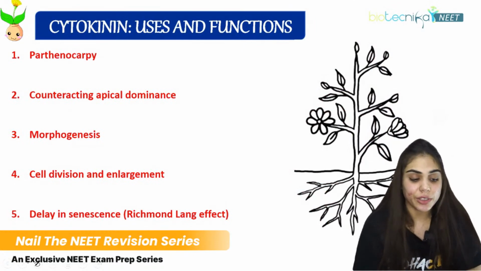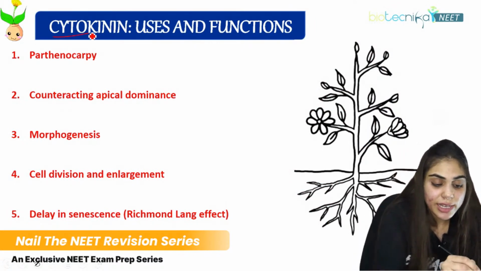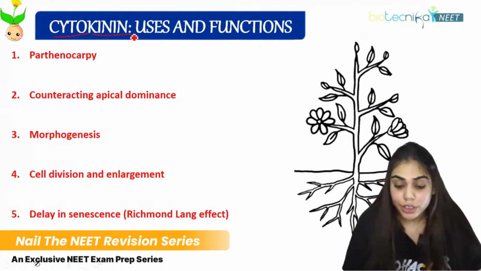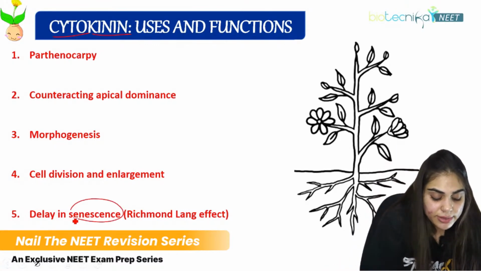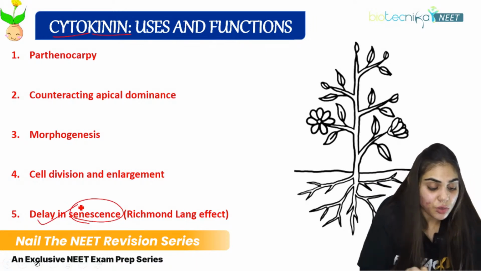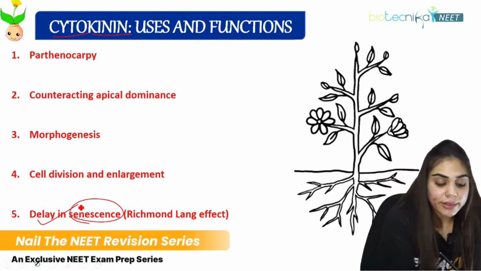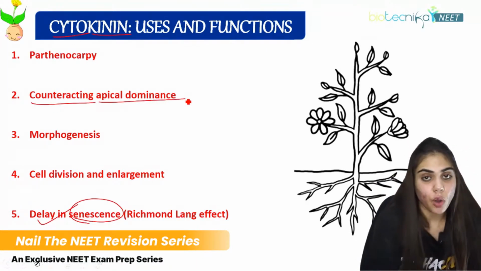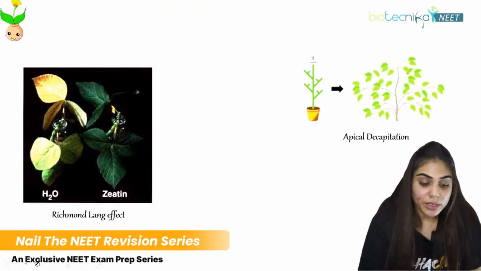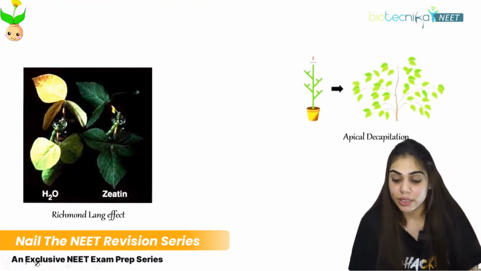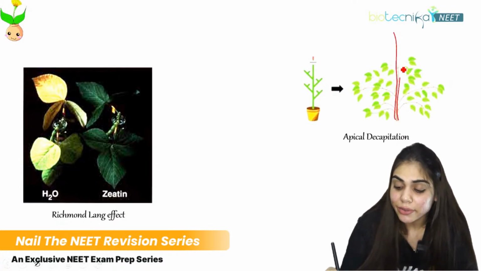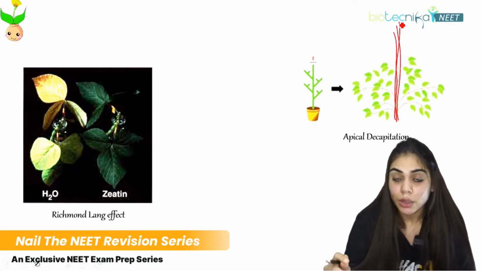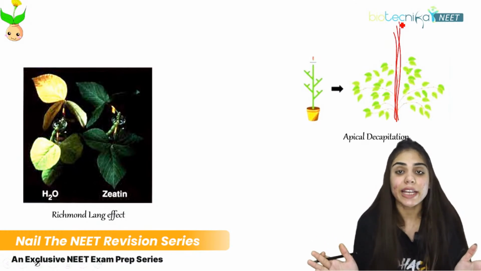Now coming to cytokinin. Cyto stands for cell and kinin stands for division. So what happens here? It will help in delaying senescence. Firstly, it counteracts apical dominance. Now, what is apical dominance? We have already studied it in auxin. In the case of auxin, the plant was gaining height. It was increasing vertically, but it was inhibiting sideways growth.